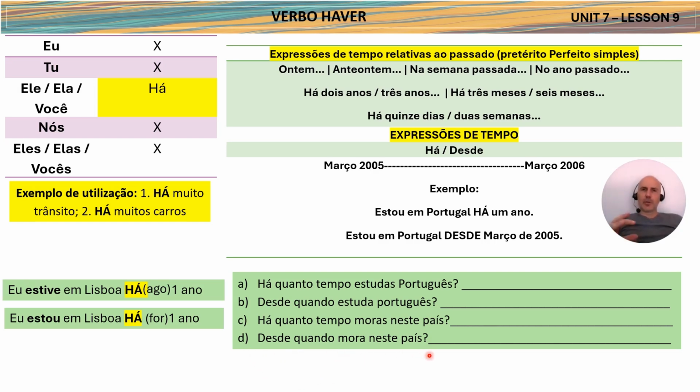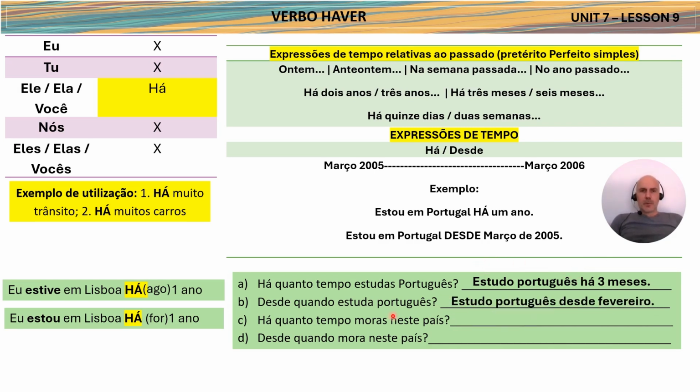So please stop the video, answer these questions, and then please come back. I'm going to show you the answers. Okay, so number 1 is estudo português há 3 meses. So I've been studying Portuguese for 3 months. So, verb in the present tense, há as a time expression, so this stands for the word for. Again, I've been studying Portuguese for 3 months.